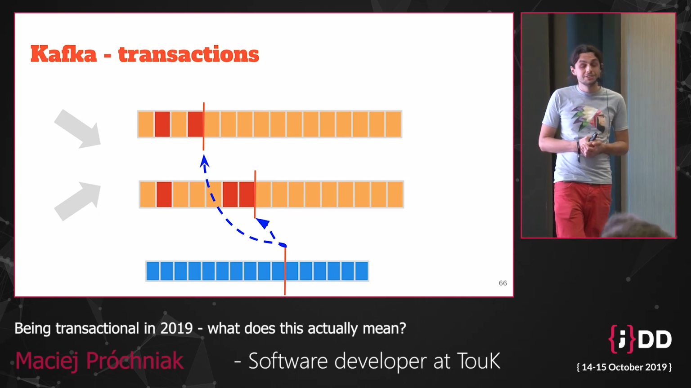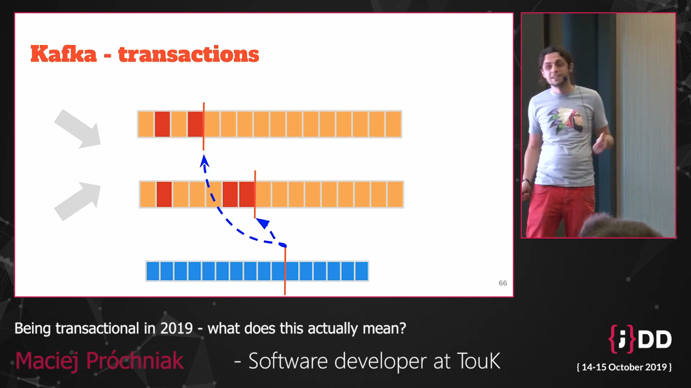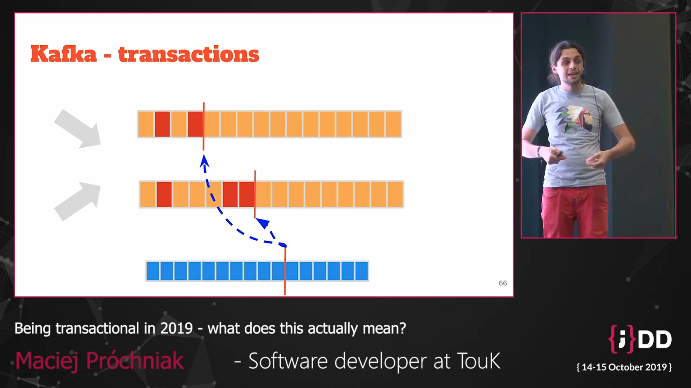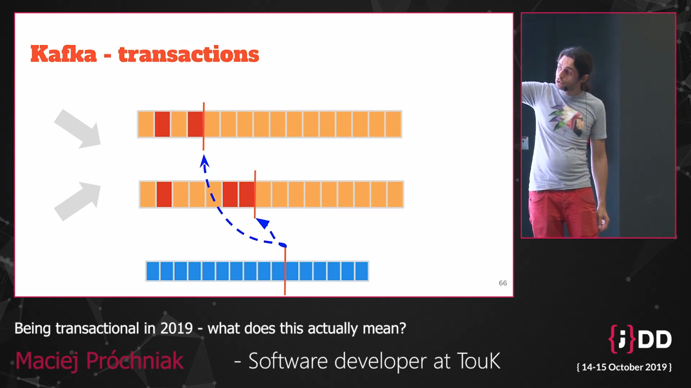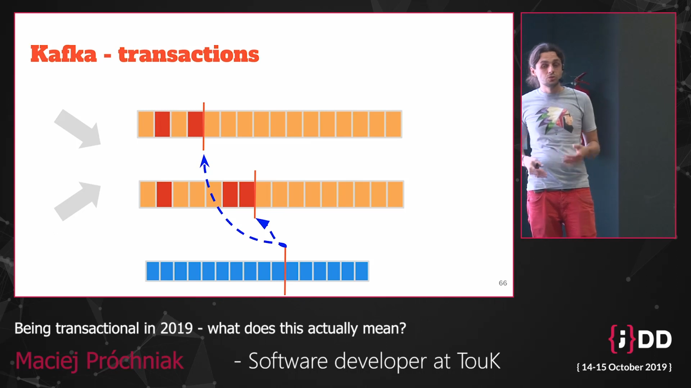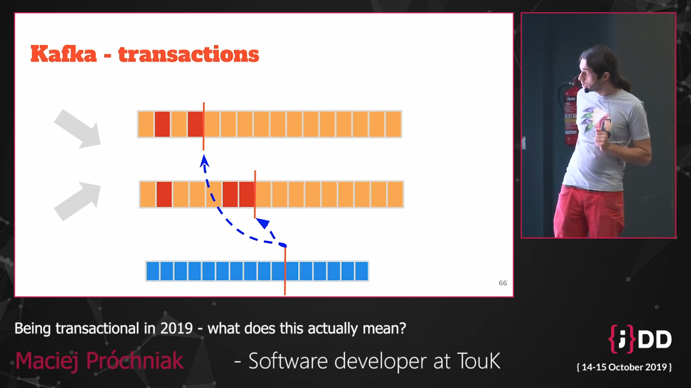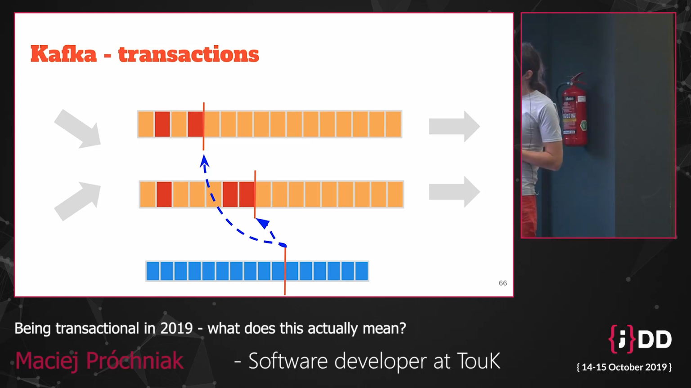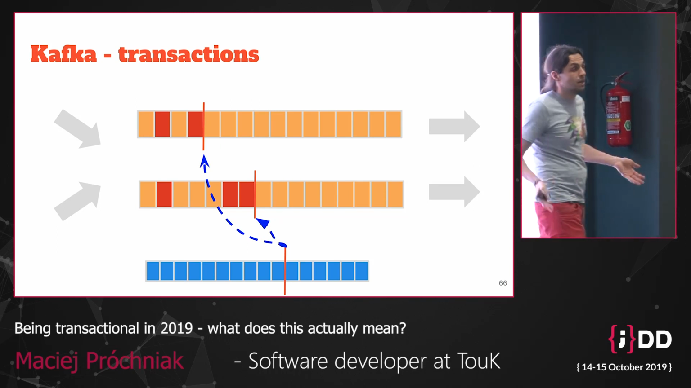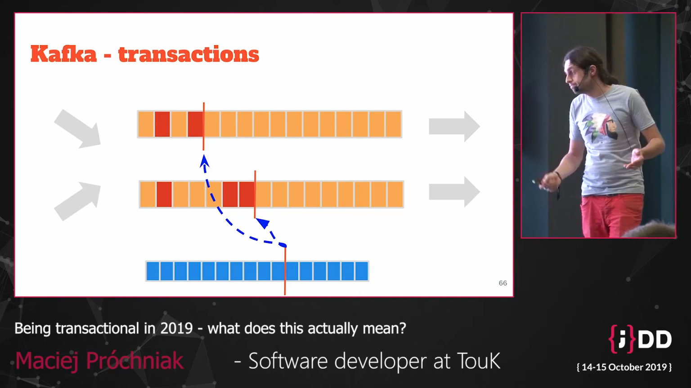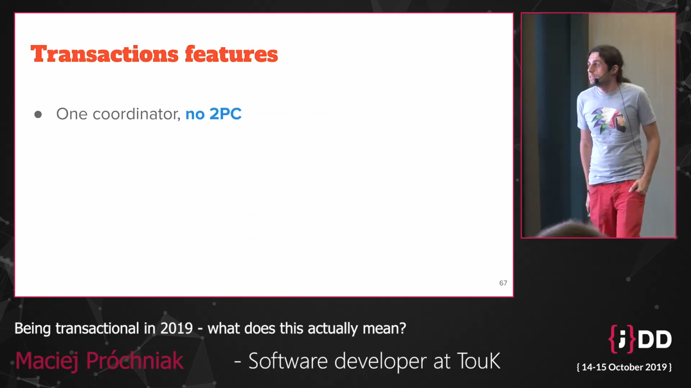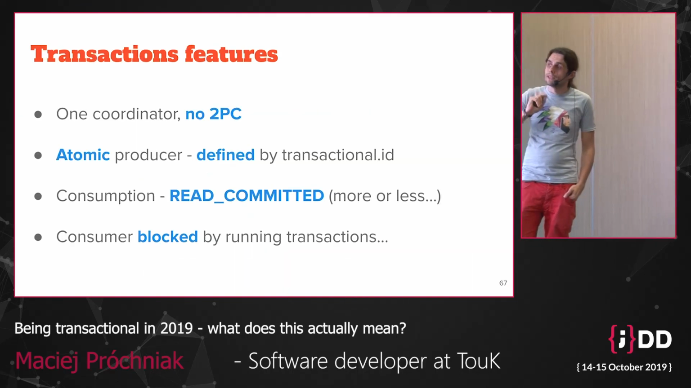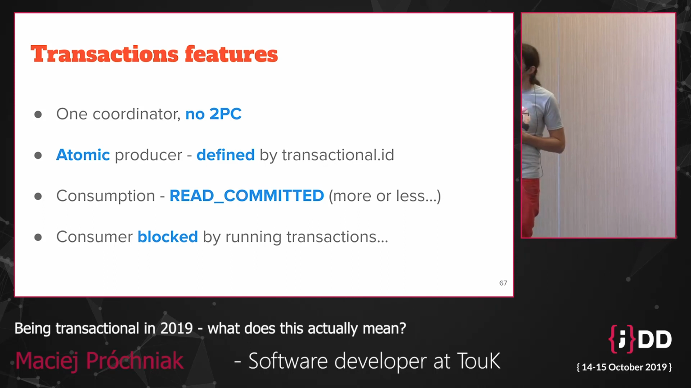But TL;DR is that the first thing is that producers can produce messages atomically to different partitions, and consumers can read in a read committed way, so that they consume only messages that are parts of committed transactions, right? This is kind of reasonable defaults. So this is more or less how currently Kafka transactions behave.